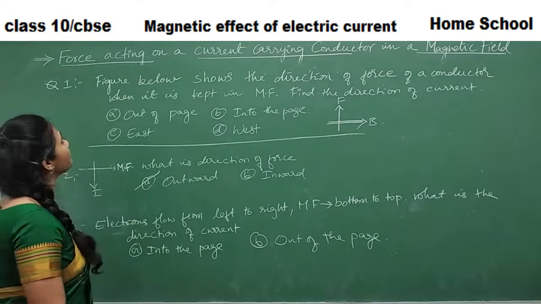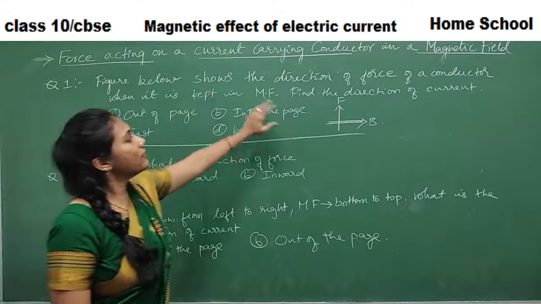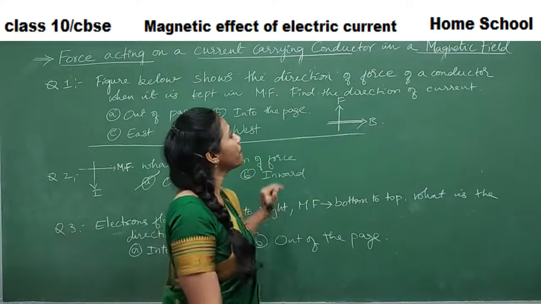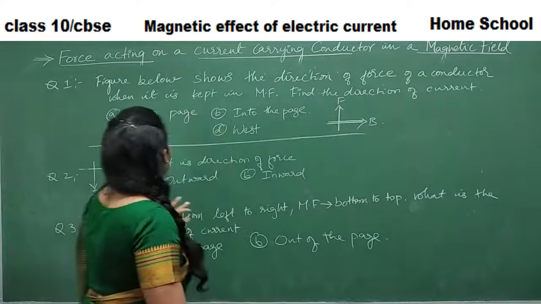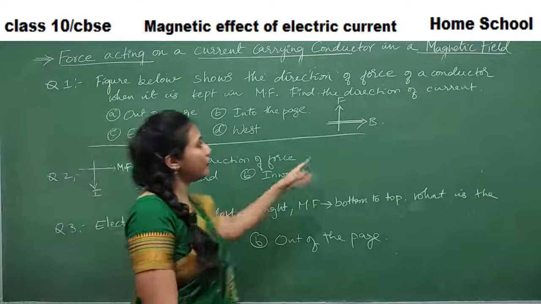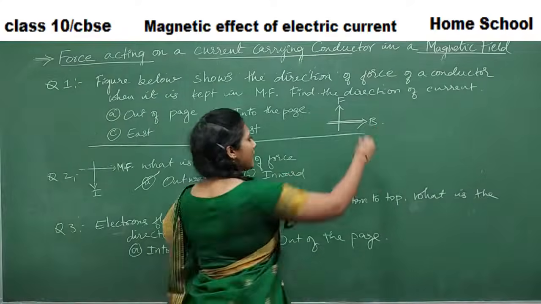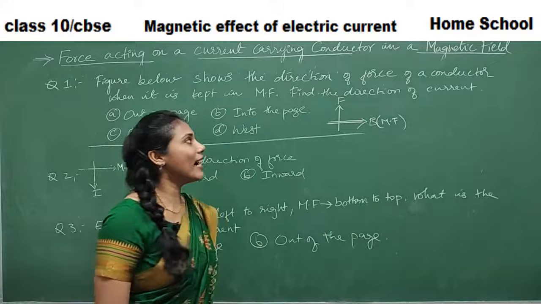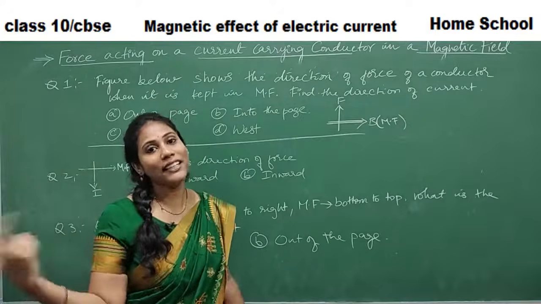Simple as this. The figure below shows the direction of force. Yeah, the force direction they have given. Observe the force on a conductor when it is kept in a magnetic field. Again, B in the sense what, guys? Magnetic field. What you have to find out? You have to find out the direction of current.